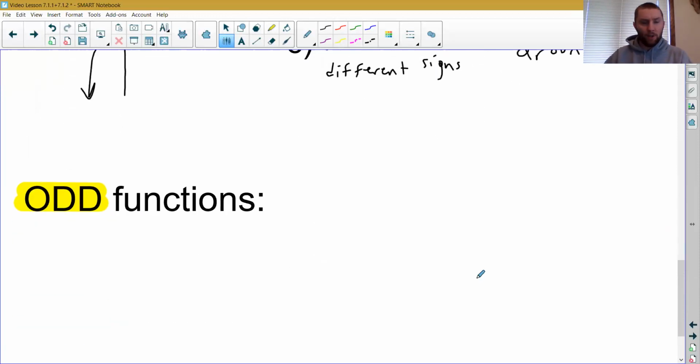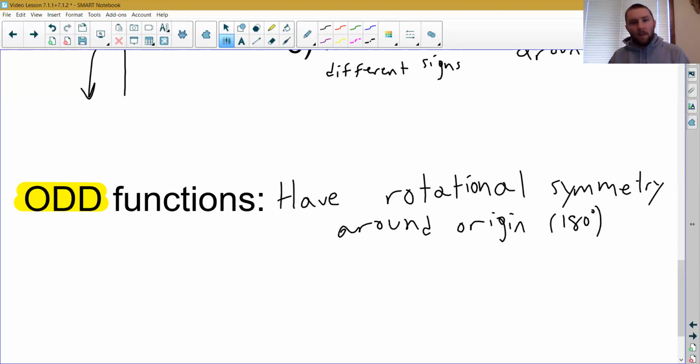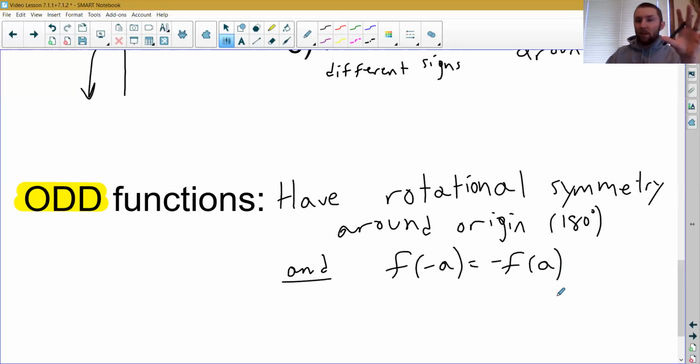So again, odd functions have rotational symmetry around the origin, and I'll put in parentheses here, 180 degrees. And f of negative a has to be equal to negative f of a, okay? So those are the two distinguishing characteristics of odd functions.